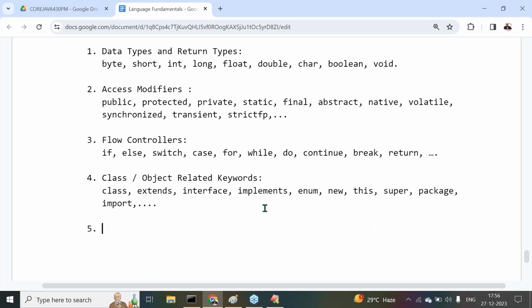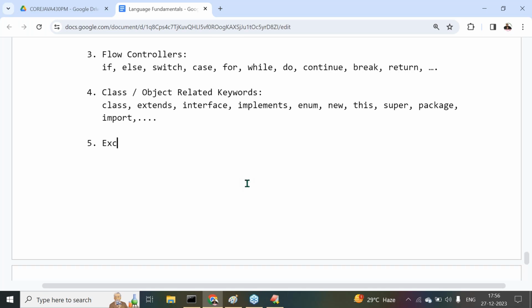Next, the fifth one is exception handling related keywords. What are these exception handling related keywords? They are throw, for example, then throws, then try, then catch, then finally. If anything is remaining, we can identify that. So these are overall the keywords available in Java. Maybe one or two are missing here, but on the flow we are going to cover them. But overall, I've given the list clearly.